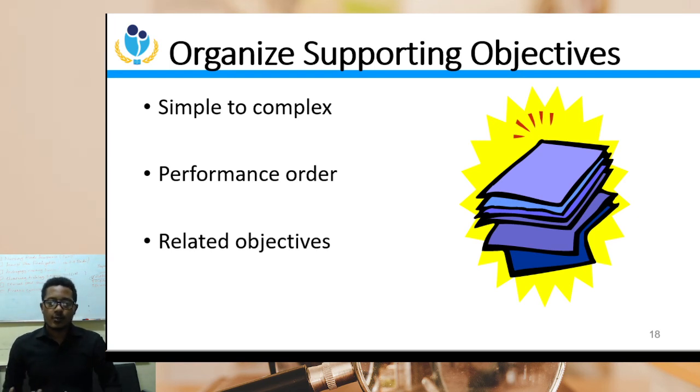So supportive objectives can be organized from simple to complex, from simple concepts to complex concepts. They can also be organized based on the performance of the skills. So these skills might have steps or levels. So based on those levels, the supportive objectives can be written. And the third is based on the objective relation, the relations between individual supportive objectives.